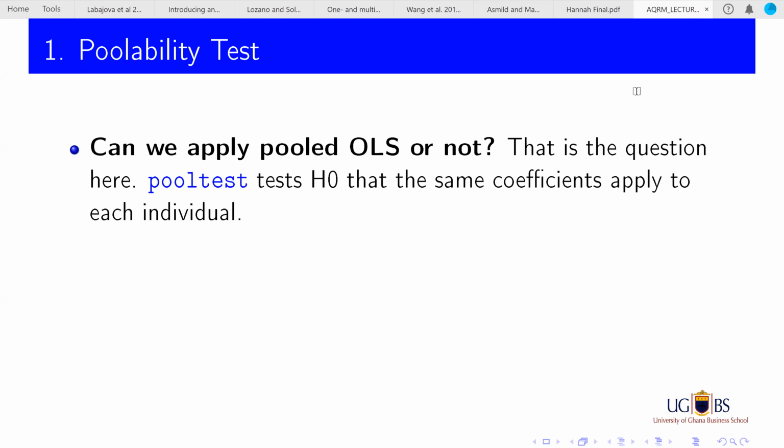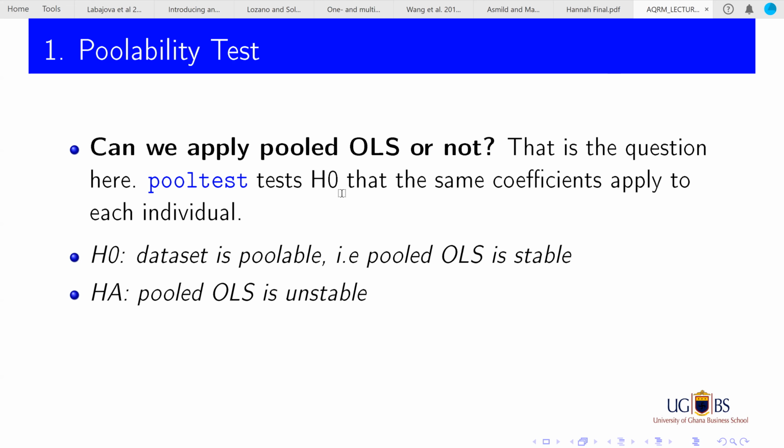There's something we call the POLS test. The POLS test will help you decide whether we should use pooled OLS, and we're going to do that now. What it does is test the null hypothesis that the same coefficients apply to each individual. And this is pooled OLS. Should we use pooled OLS on the data? Let's see. The null hypothesis is that the data is poolable. That means that the pooled OLS is stable.